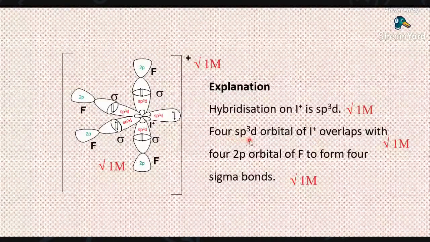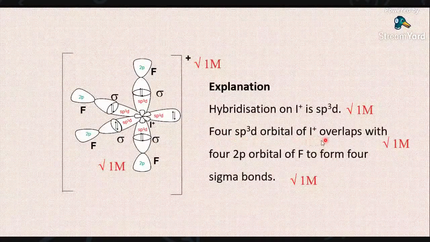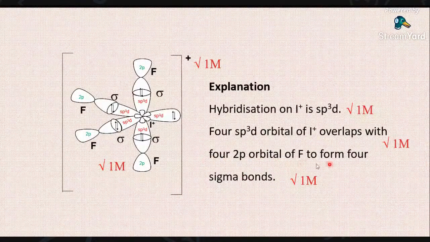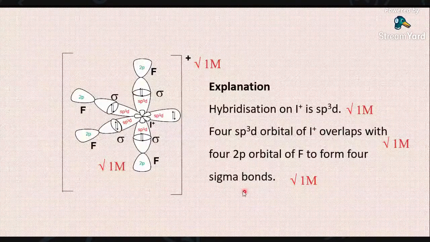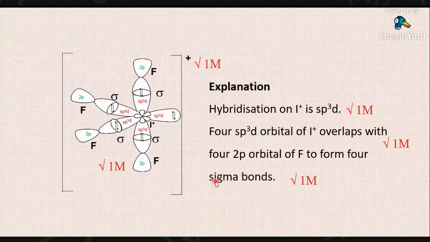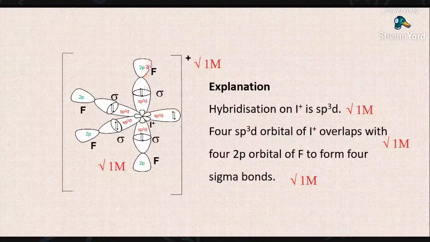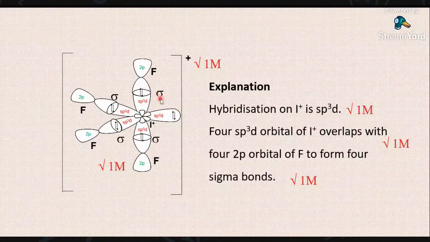The sp3d orbitals of I plus overlap with the 2p orbitals of fluorine to form 4 sigma bonds. As you can see from the Lewis structure itself, you would be able to identify that the bond between I and F is a single bond, so it is a sigma bond.